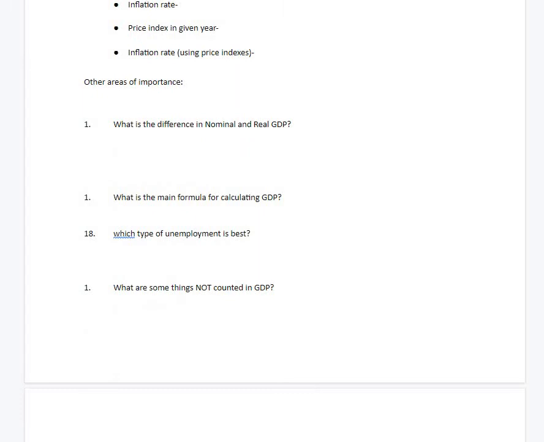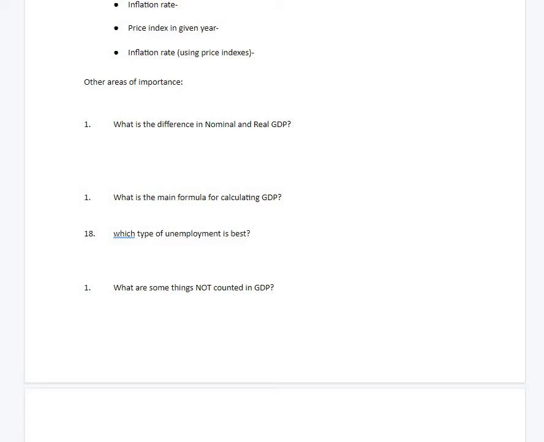Other areas of importance: the difference in nominal and real GDP. Real GDP just takes away the impact of inflation. That's the biggest thing for you to know and understand. The main formula that we use in this class for calculating GDP is consumer spending plus investment spending plus government spending plus exports minus imports, or C + I + G + X minus IM.